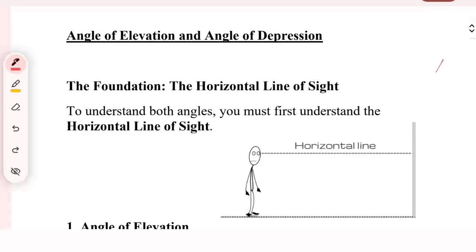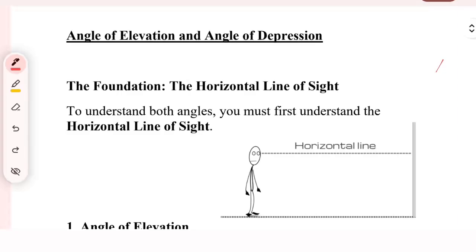This would be a short video that would explain and demonstrate the difference between the two types of angles. The first one is the angle of elevation, and the second one is the angle of depression. So what's the difference between the angle of elevation and the angle of depression?